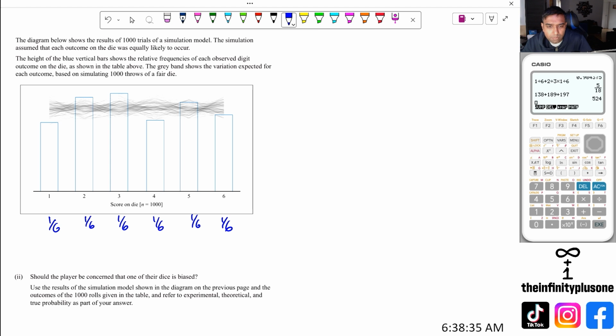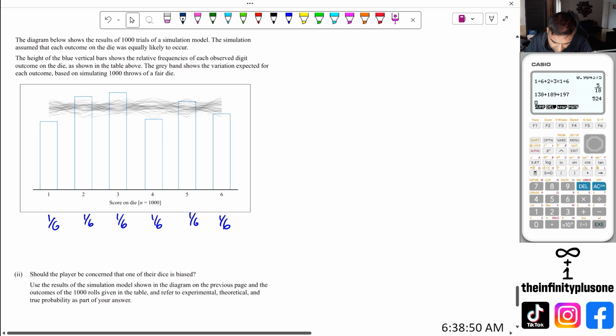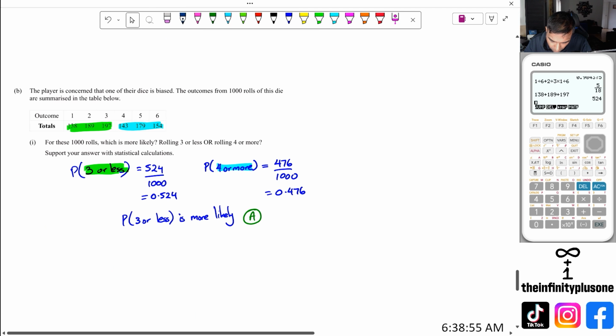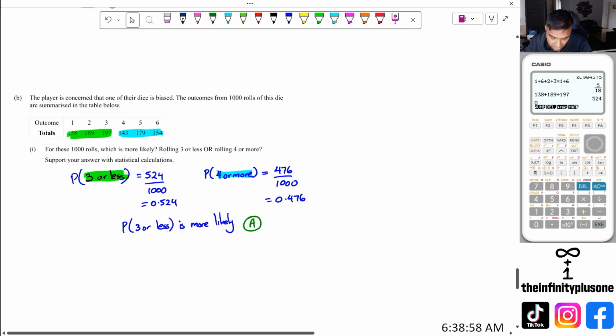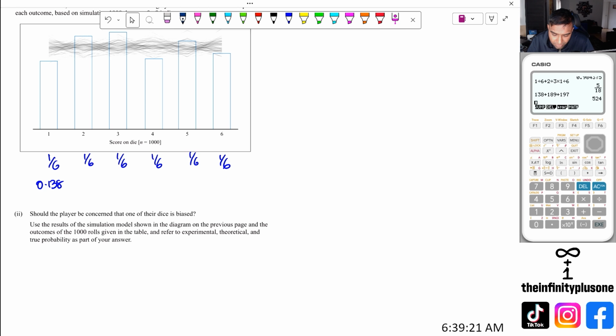Now, when we compare these probabilities, one is supposed to have a 1 out of 6 probability. But what's happening in this particular case, I think it was 0.138. And the reason we got that 0.138 was from the previous question. They've given all the outcomes for us. So one actually had that, that's the observed probability. And even if you have a look at the simulated results, you've got a lot fewer ones. Because of that, I would say that the player should be concerned that the die is going to be biased.